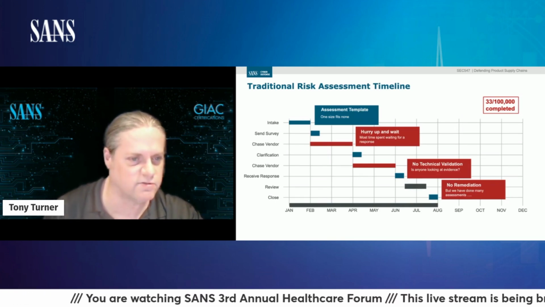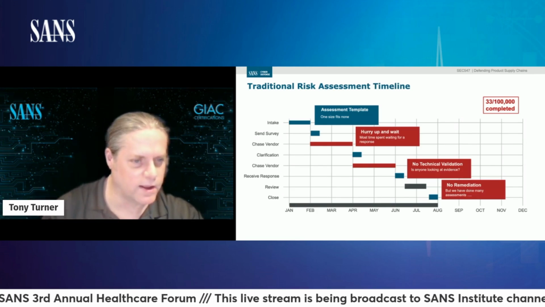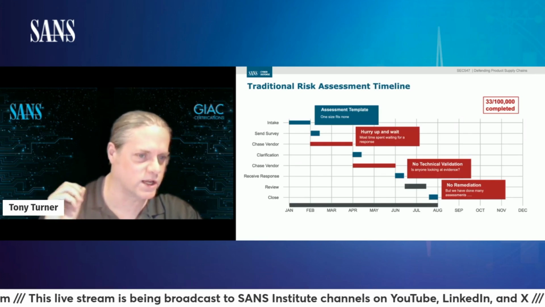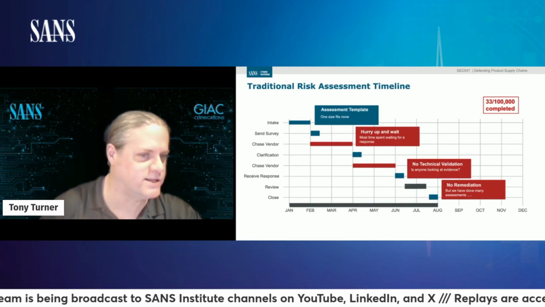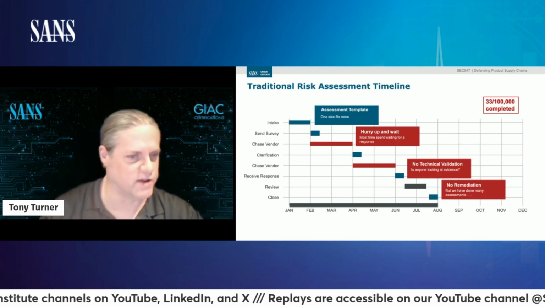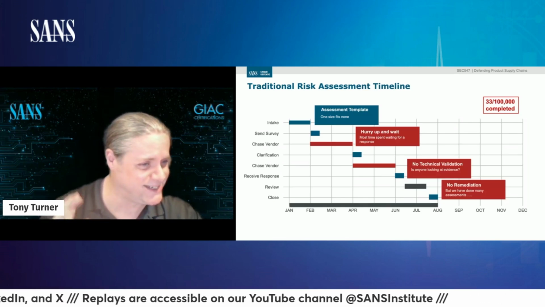This is about a 7-month process that I've laid out, but your process may vary. But traditionally, you have some sort of intake process. We say, okay, we're going to queue up an assessment. Maybe it takes a day, maybe it takes a month, whatever. We send them a survey, right? And then we spend a bunch of time just chasing the vendor.